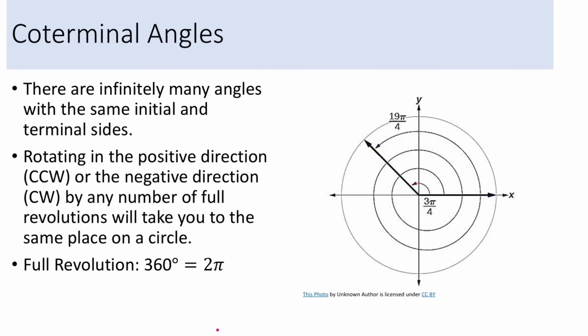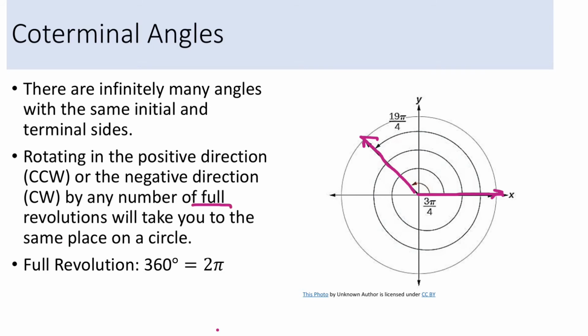Now let's talk about coterminal angles, which is the idea I alluded to in the beginning of our discussion about how you can name a certain terminal side in many ways. If I look at this picture over here, here's my initial side on the positive x-axis, and here's my terminal side. There are infinitely many angles with the same initial and terminal sides. Rotating in the positive direction counterclockwise or the negative direction clockwise by any number of full revolutions will take you to the same place on a circle.